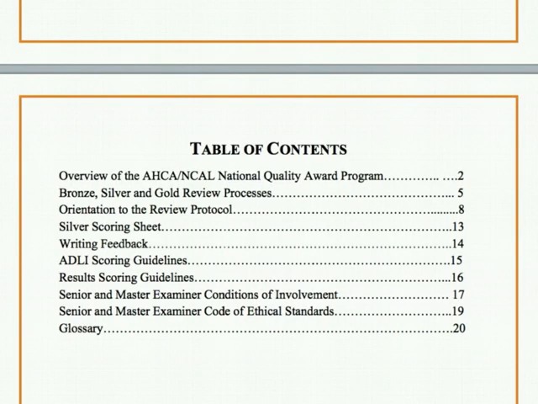Let's take a look at your manual's table of contents. In this session, we'll consider the overview of the Quality Award Program, which begins on page 2, and the bronze, silver, and gold review processes, with particular focus on the silver process, which begins on page 5. Let's begin with the overview, located on the next page of your manual.